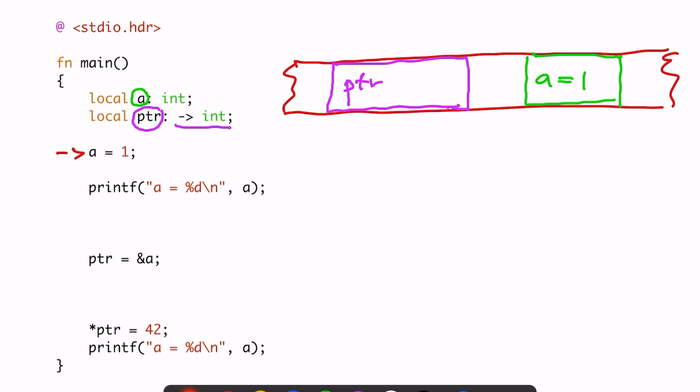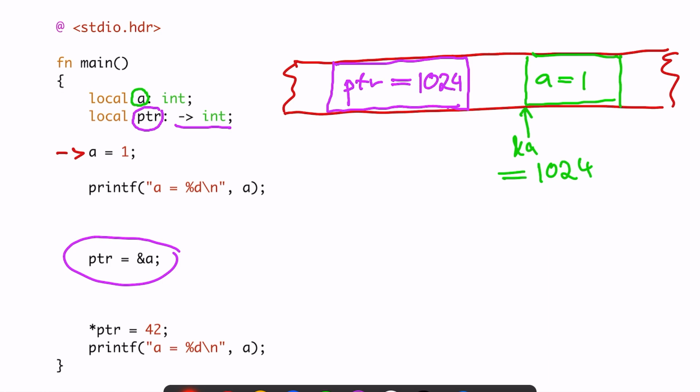Now, interesting is then this here. We assign the address of a to variable pointer. Now that means if this is the address, %a, for example, 1024, again, just made up, but just to have concrete numbers, then we simply store this number, this address, in variable pointer. So it's now, after this statement, stored here.